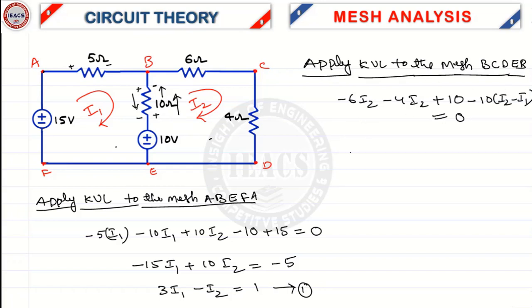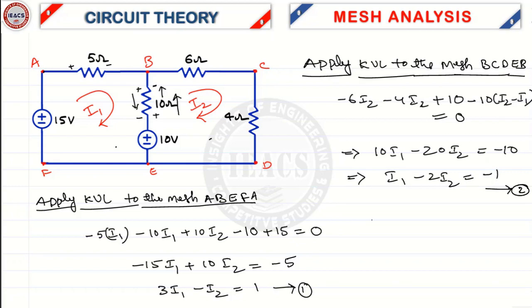Taking similar terms as common, you will get 10 I1 minus 20 I2 equals minus 10, and again cancelling 10, you will get I1 minus 2 I2 equals minus 1. Let it be equation 2. Now we are ready with the mesh equations. Let me write the two mesh equations at the same place.